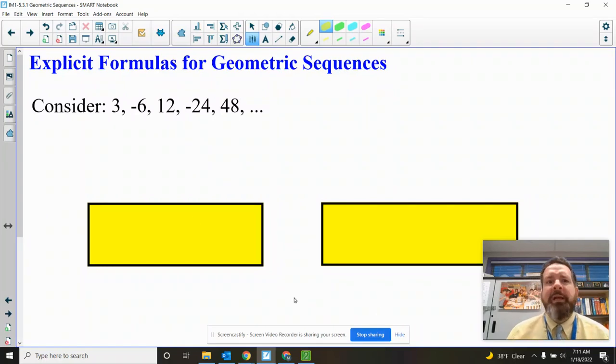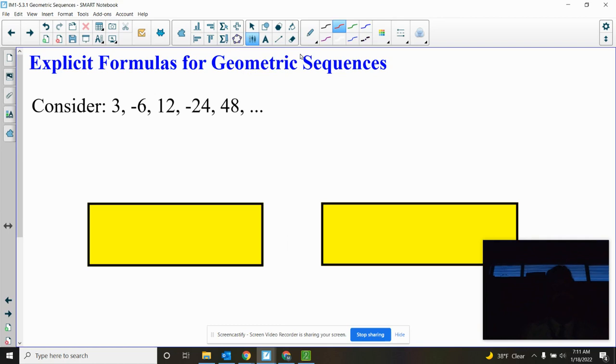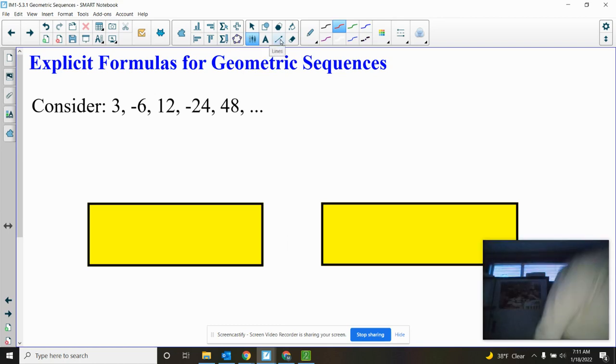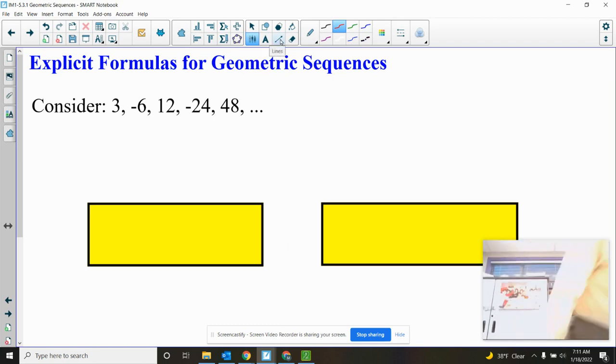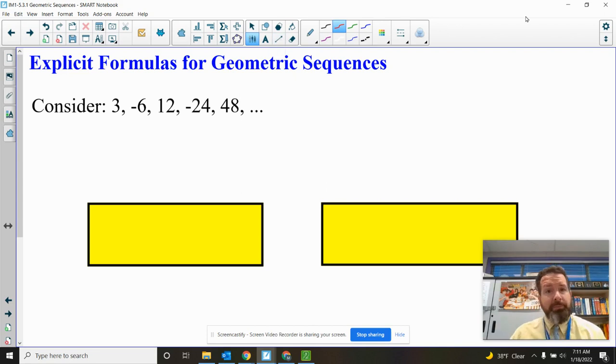Okay, next up. So with a geometric sequence, the explicit formula is going to look a little bit different than it did for the arithmetic sequence. That's because it's got a different pattern to it. So let's consider this sequence. I want us to think about, as I turn the lights back on here, how we get from term to term.